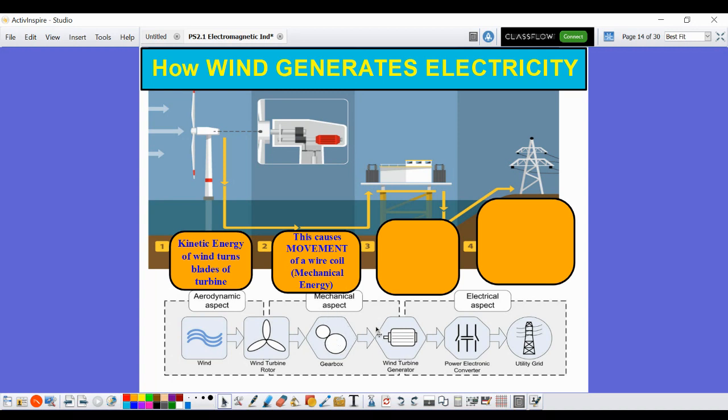We have gearboxes. Those gearboxes are turning these generators, and that's where you're going to get that mechanical energy to then be transferred into another form of energy. That's where your electrical generation of electricity is coming from within that generator.